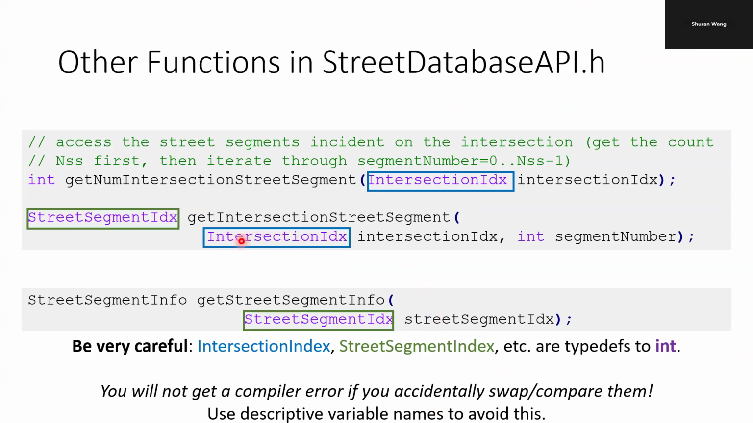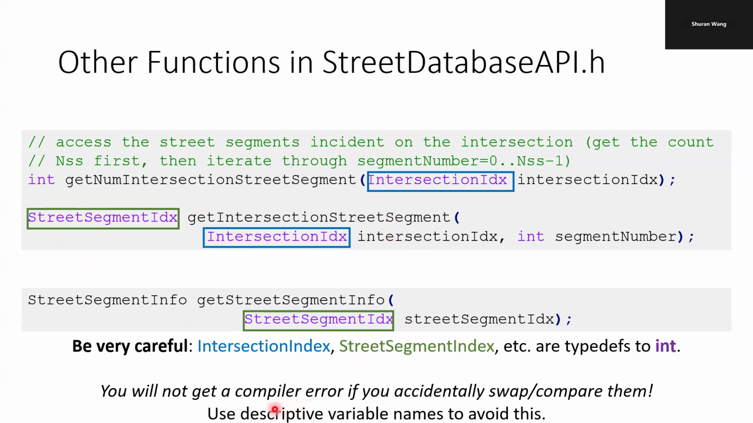Just be careful that even though you're seeing intersection ID and street segment ID as different types, the compiler will only see them as int because they are all typedefs to int. So even if you accidentally mixed the usage of some of these, the compiler won't notice. So it's very hard to debug in that case.